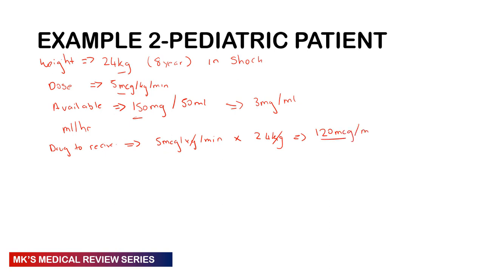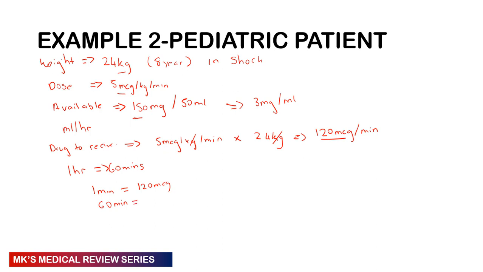Now remember how many minutes are in an hour? We have 1 hour giving us 60 minutes. So this gives us 60 minutes. Okay. And if in 1 minute we're receiving 120 micrograms of the drug, how much drug is this patient supposed to receive in an hour? So in 60 minutes, how much drug would they receive?